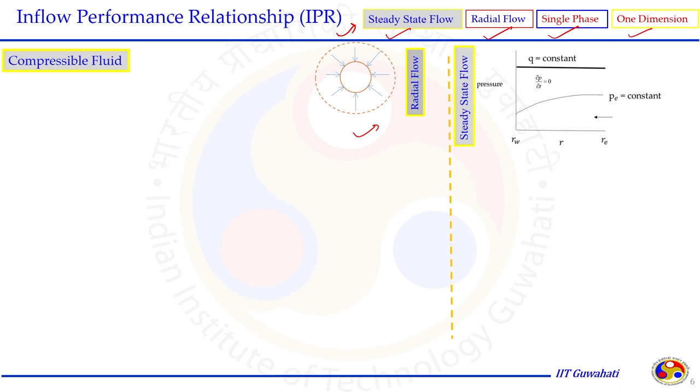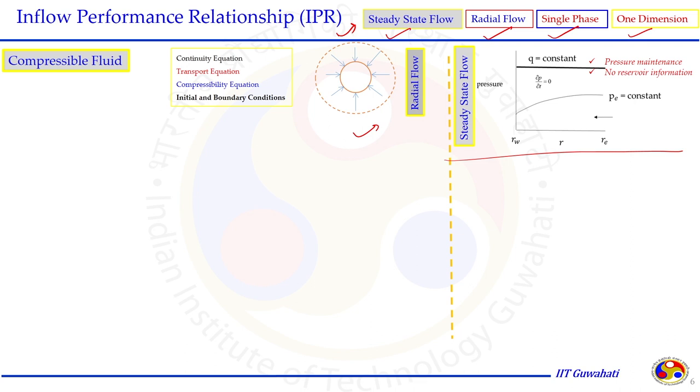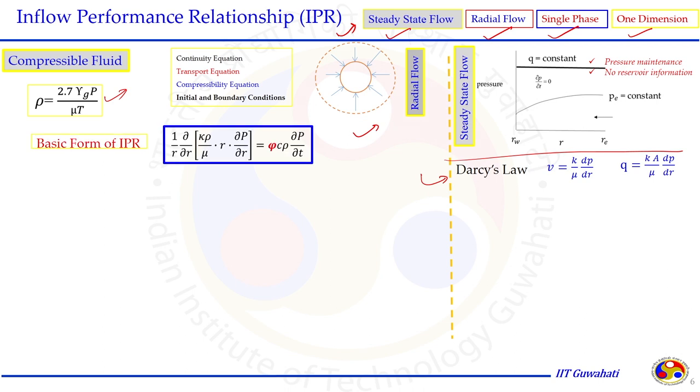For the case of steady state flow, the similar thing is there. We start with the continuity equation, transport equation, compressibility equation is included into it, and then the resultant equation will be solved with respect to initial and boundary condition. So for the transport equation, similarly to previous two cases, we will be using the Darcy law, and the only difference, as I mentioned, is the density changing with respect to pressure will be here, and this is Jt.